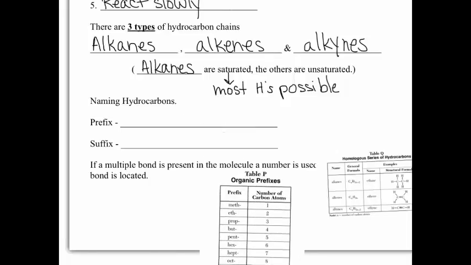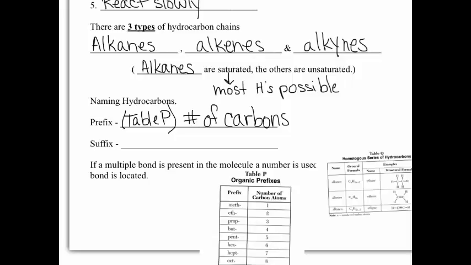We're going to look in table P, and it's going to give you the number of carbons. So you'll have access to table P. You don't have to memorize any of those. So that's really nice. Now, the suffix.